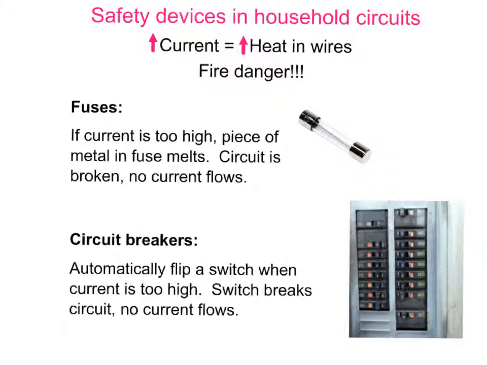Circuit breakers are another safety device. They automatically flip a switch when the current is too high, and that switch breaks the circuit so that no current flows and you don't get any electricity to that part of the circuit. And in this case, as many of you know, you simply have to go and find the main circuit breaker here and just flip whatever switch it was that was flipped off and flip it back on. And you can then close the circuit so it's no longer an open circuit, and you can get current flowing again and you can use your electricity.